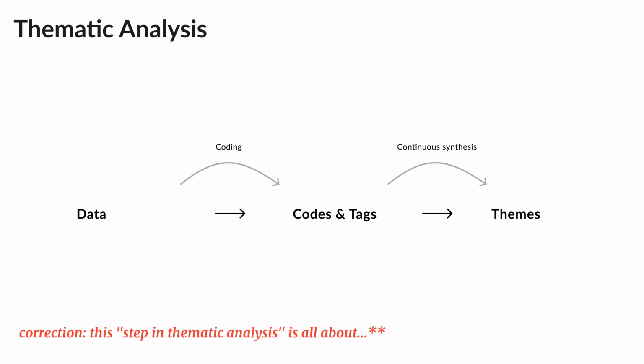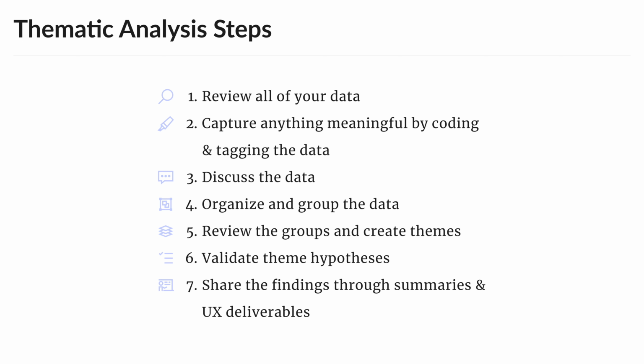Third, it's important to discuss the data right away, to share it with your colleagues, and to build a conversation on it. Fourth, organize and group the data. This step is typically done by taking all of the highlighted and coded data and affinity mapping, taking it, putting it all up on the wall, and clustering the data into groups so it's easier to find themes. Which leads us into the fifth step, review the groups and create themes. Sixth, take these themes and validate these hypotheses that you have. Once those are validated, that's when we have to start sharing the findings through reports, summaries, and other UX deliverables, whether that might be through a wireframe or through a journey map or anything that illustrates the findings.